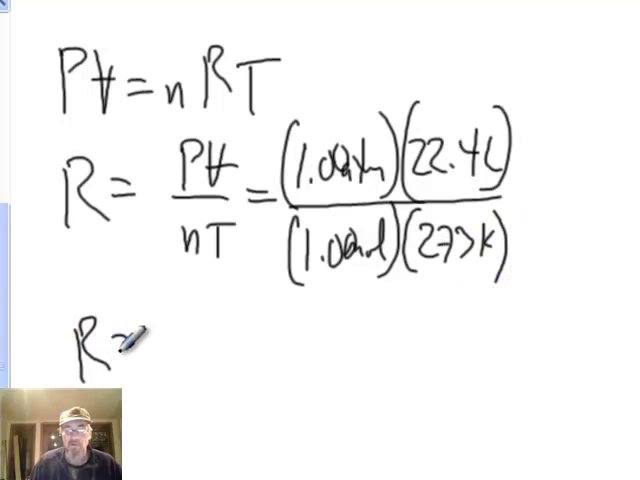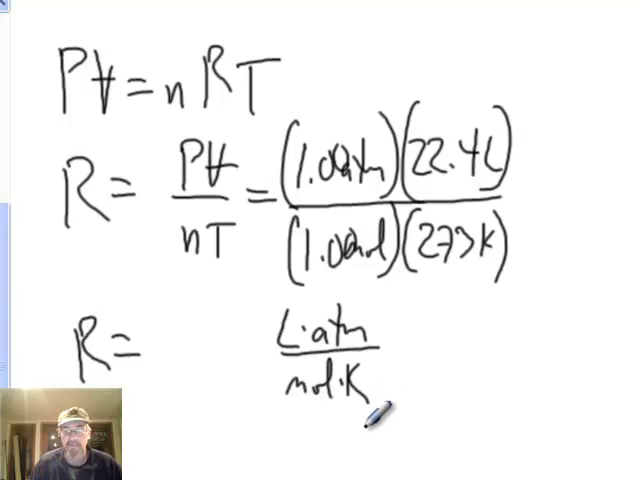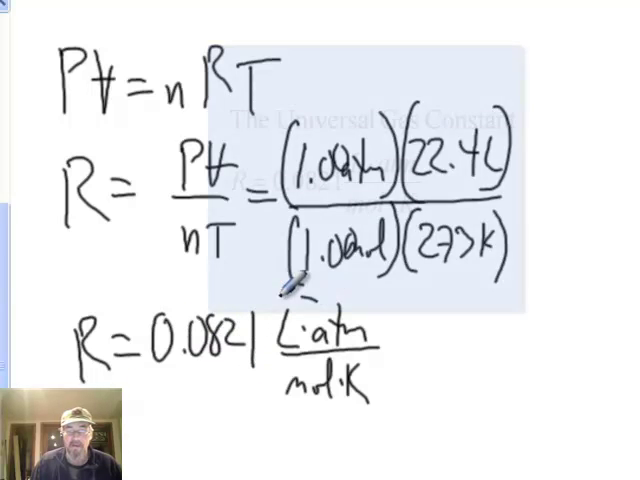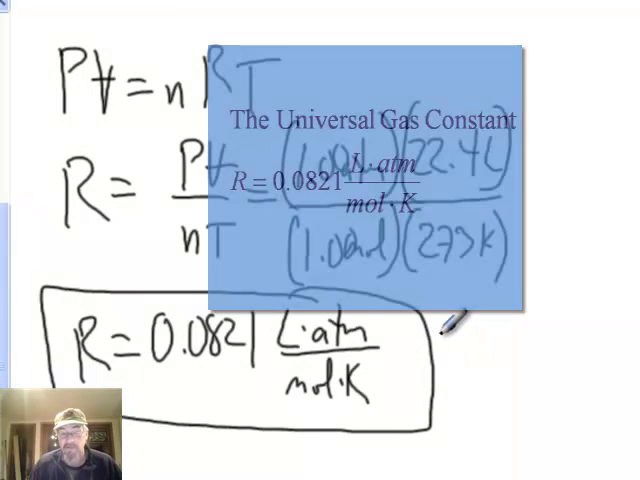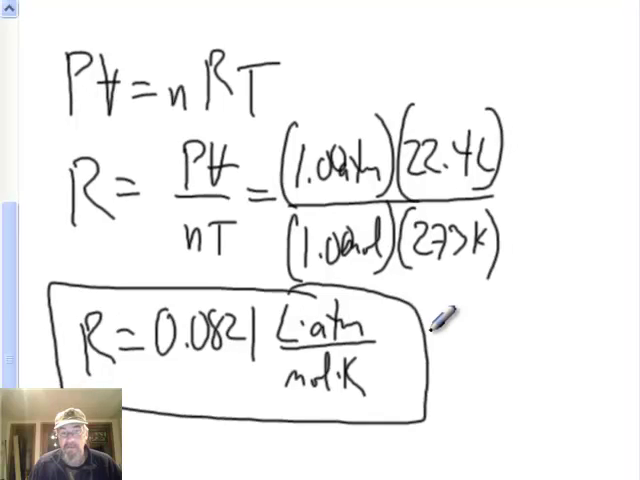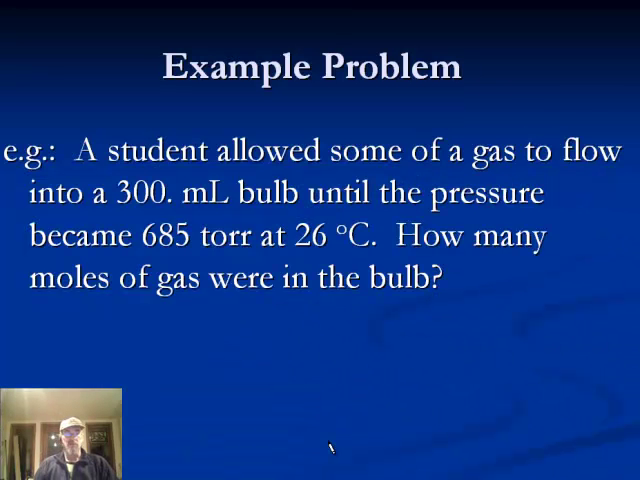If you do some unit analysis here, you're going to get liters times atmospheres on the top. You're going to get moles times kelvins on the bottom. And if you do your arithmetic, this is what you get, 0.0821. That number, the universal gas constant, it's amazing how many places that shows up in science. It's pretty astonishing. Let's solve this problem using the ideal gas law.